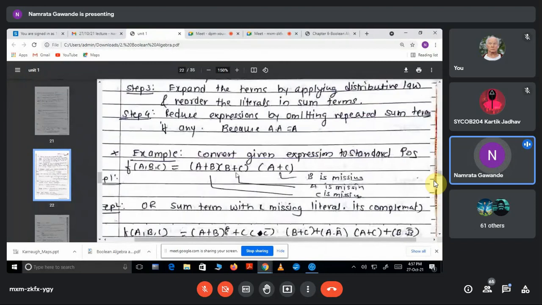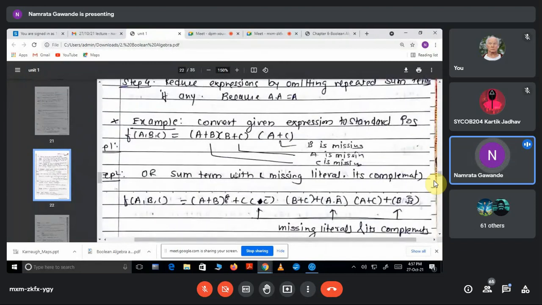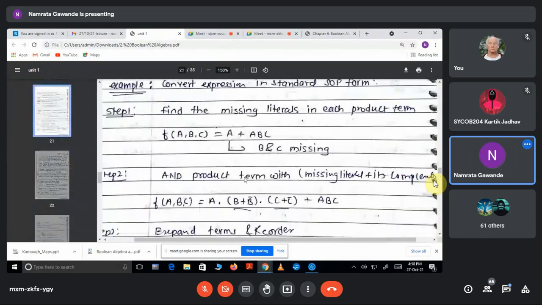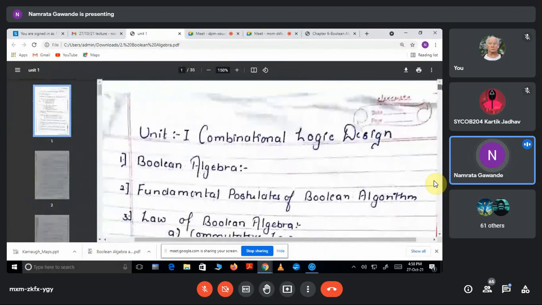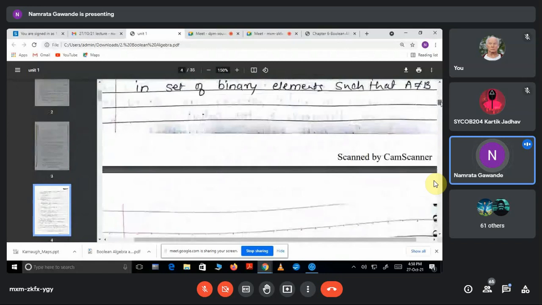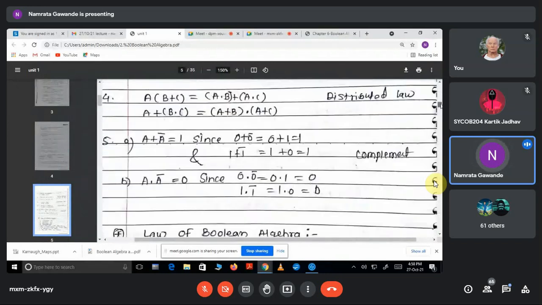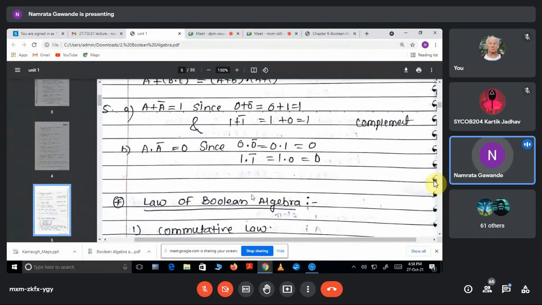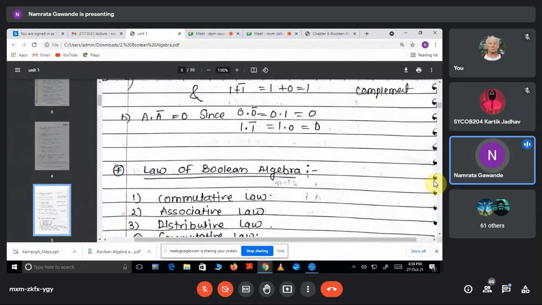See, till this point, we have gone through all the points of SOP and POS. The first point that you have to read, I will show you here in this particular notes. Here you can see the complete Boolean algebra postulates are given. Just go through this. A plus A bar equals 1. A dot A bar equals 0. As per the syllabus, all the concepts are given here.